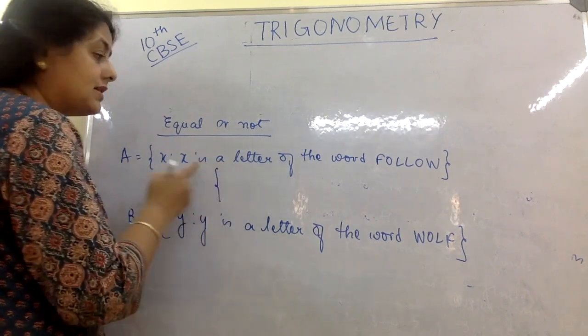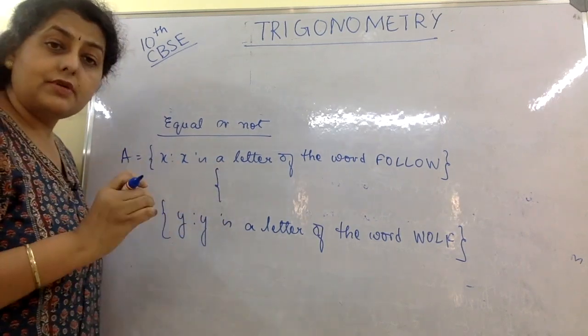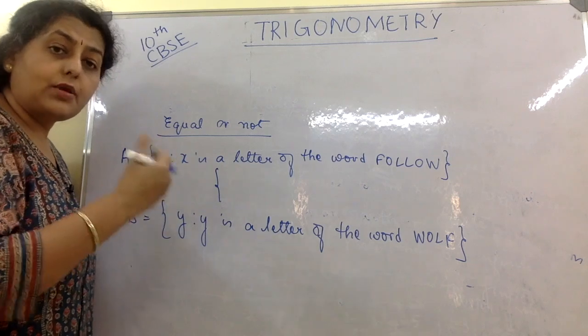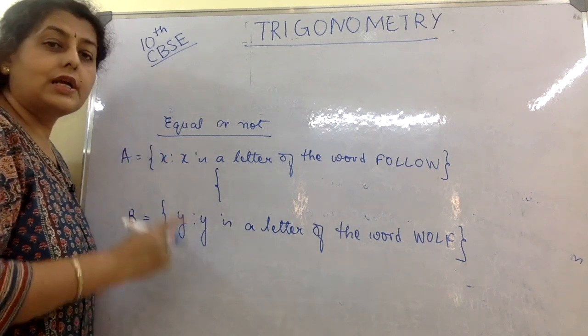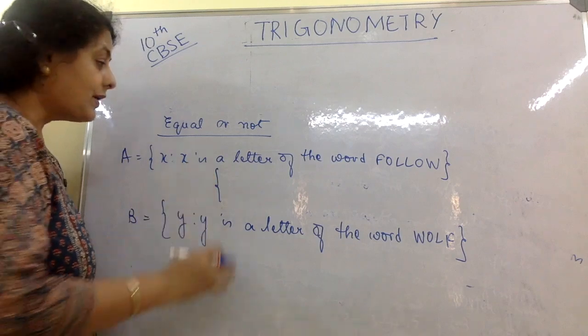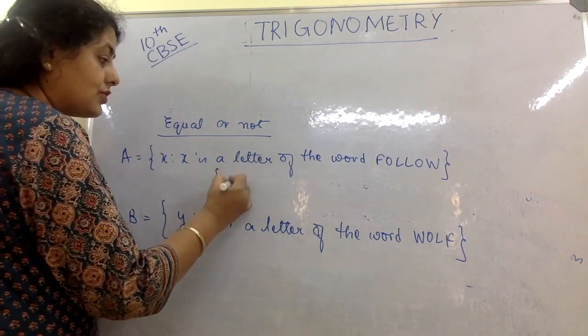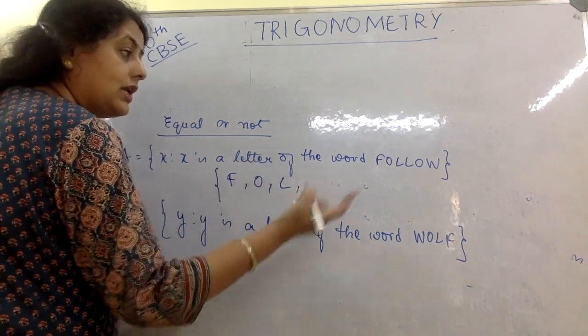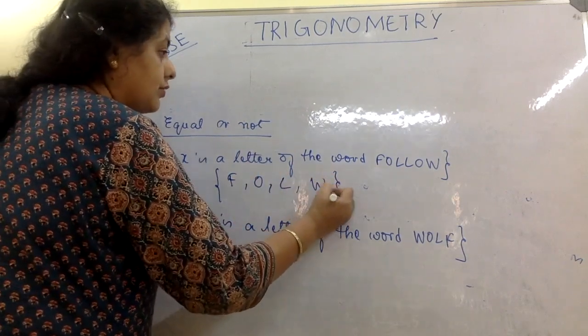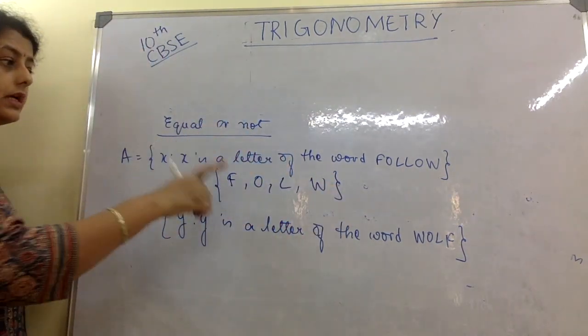So this is given in set builder form. Never try to do these kinds of sums by thinking orally. Please do it in rough or you are going to go wrong, I am telling you. So this is F, O, L, L, O, W. Don't repeat: F, O, L, and W. So O and L only once.